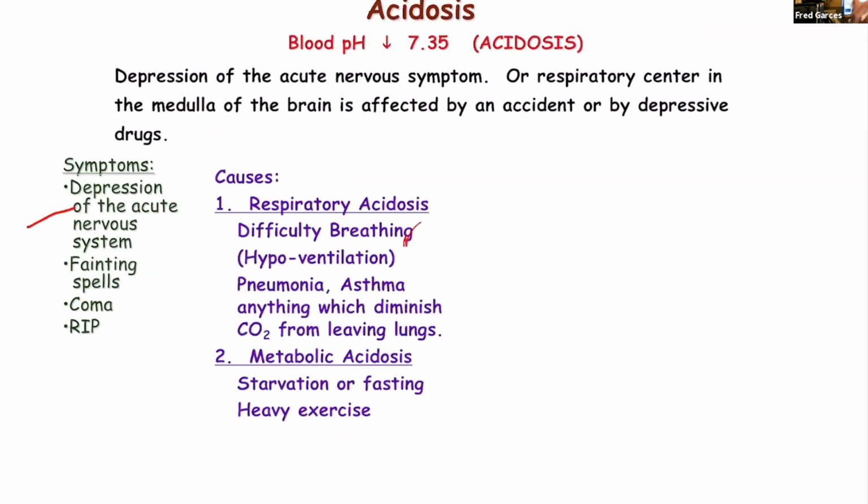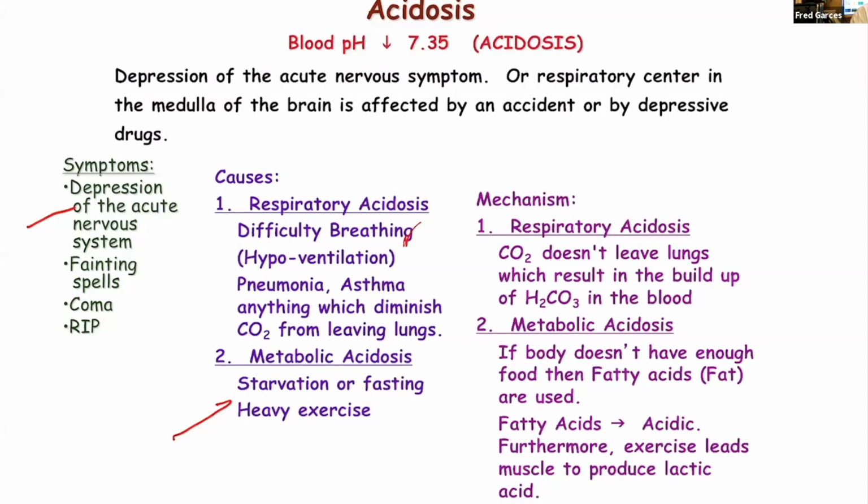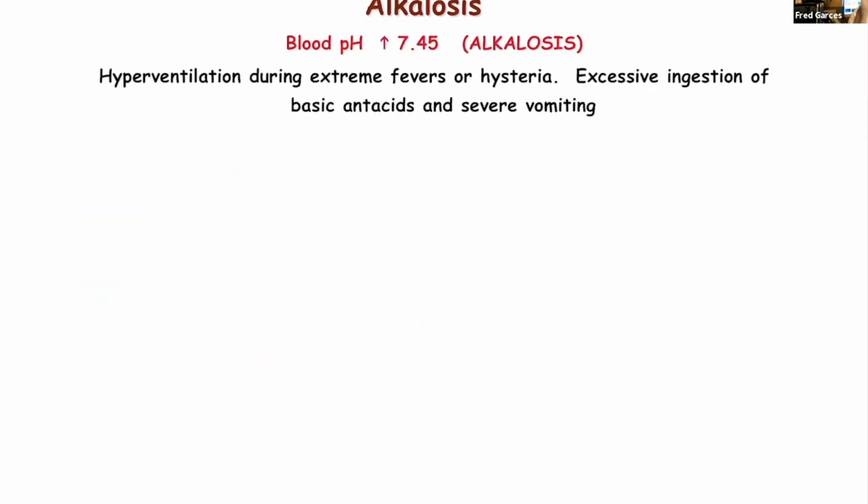Difficulty breathing, because you might have pneumonia or asthma or something that prevents carbon dioxide from being released, so you build up carbonic acid, that equilibrium shifts, and you get blood pH less than 7.35. Or you could be exercising, or you could be fasting. When you're fasting, fatty acids start breaking down and going into your system. A buildup of acid will drop your blood pH below 7.35. So that's the mechanism by which these things happen, okay? You see it's a very narrow range, 7.35 to 7.45, that's what your blood pH should be. Outside that range, you have some health problems, okay?